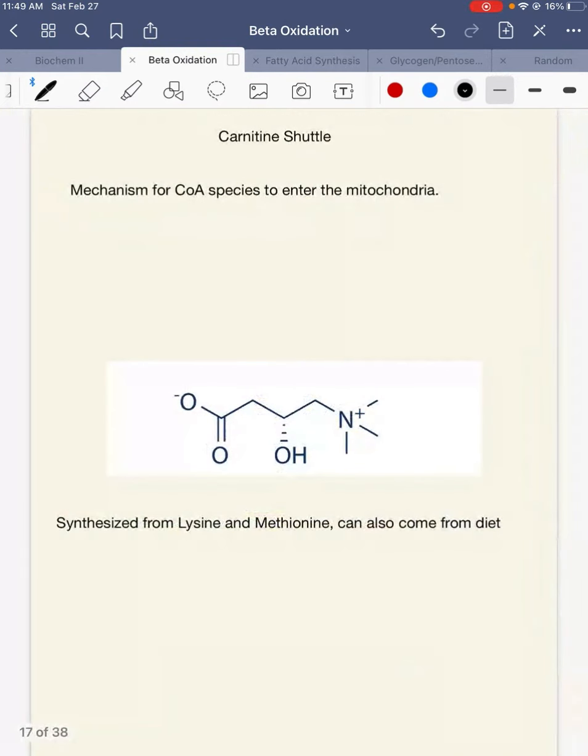Okay, so now we need a mechanism to get it inside the mitochondria. So we use something called the carnitine shuttle. The carnitine shuttle uses a molecule called carnitine. So this is carnitine over here, and carnitine is synthesized from lysine and methionine. It also can come from diet. If you've ever seen bodybuilders, they take a lot of carnitine because it helps with their metabolism. So this is the structure of carnitine down here.